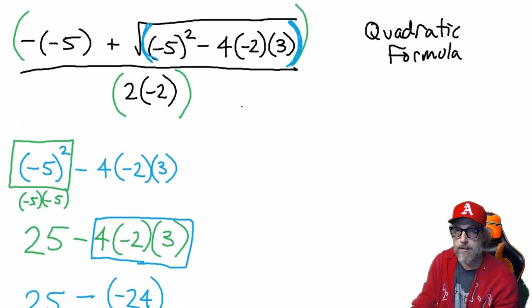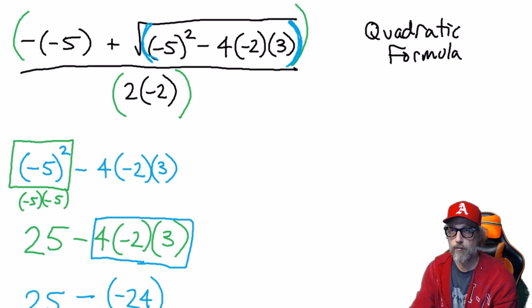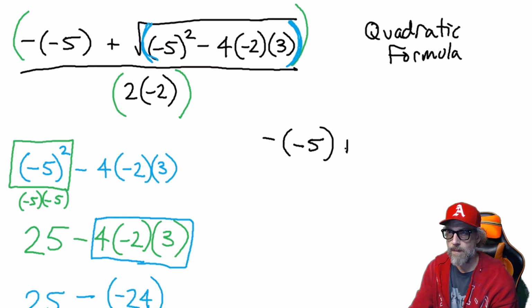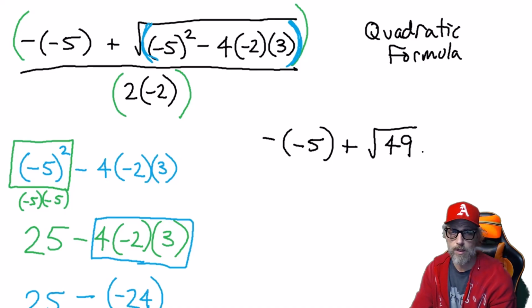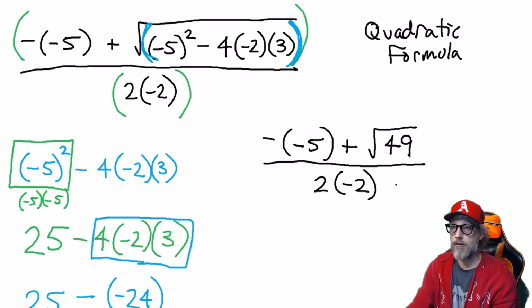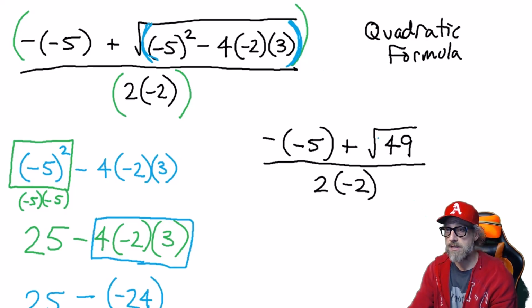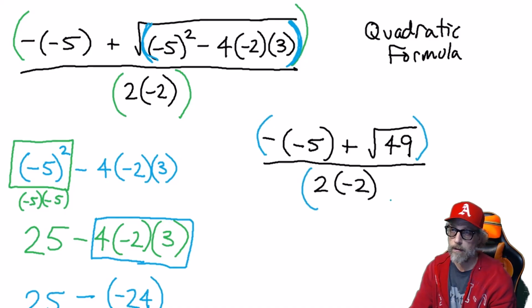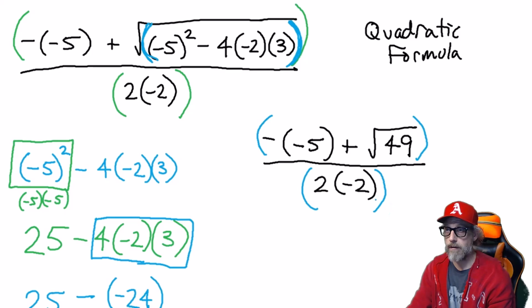So I'm going to go back to our original problem and just do some recopying. In the numerator, we start with opposite of negative 5 plus square root of, and now we know inside that square root is the number 49. And then we have the denominator, 2 times negative 2. So in our original problem, we're still at the grouping step, but we took care of the square root. Now we can go for the numerator and then the denominator.